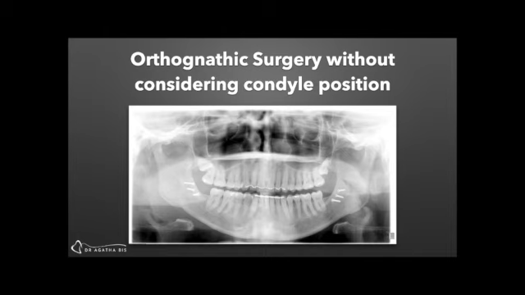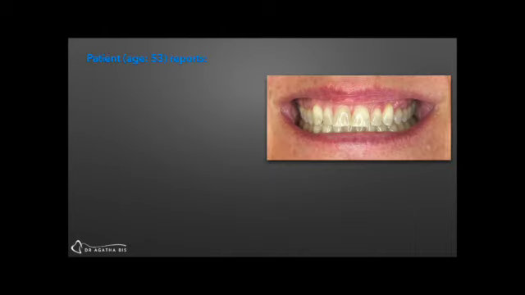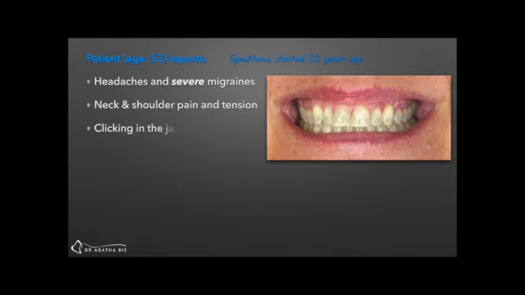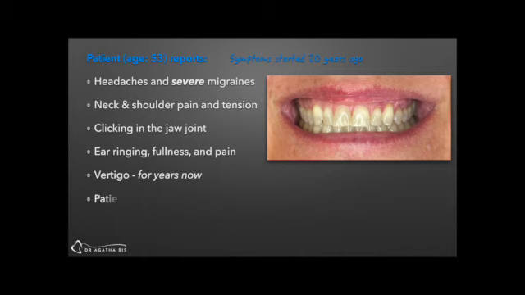So this is a patient of mine that I saw recently, and she reports that she's had symptoms for about 20 years now. She has headaches and severe migraines, neck and shoulder pain and tension, clicking in the jaw joint, ear ringing, fullness, and pain. A lot of vertigo for years now. And she says she clenches.